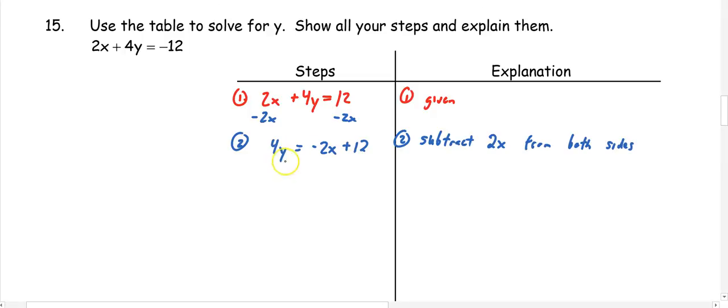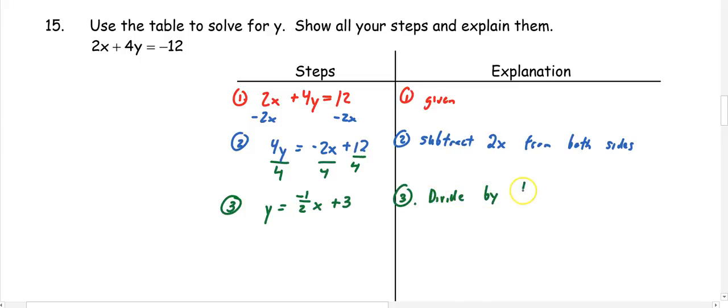Then our next step is we're going to divide everything by 4 and reduce. So we can do that all in one step, and we get y equals negative 1/2 x plus 3. So our explanation here is going to be divide by 4 and reduce.